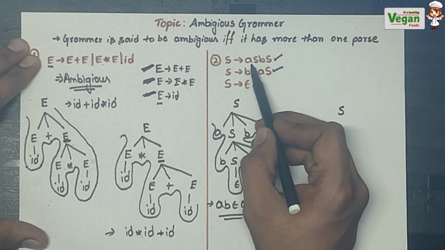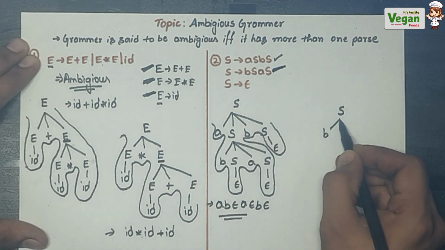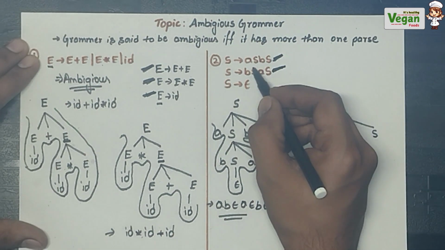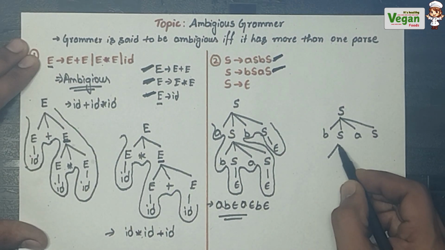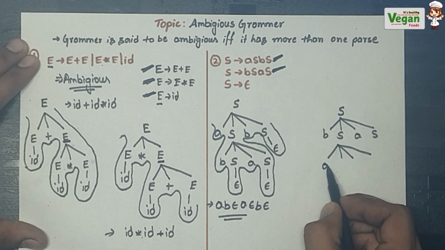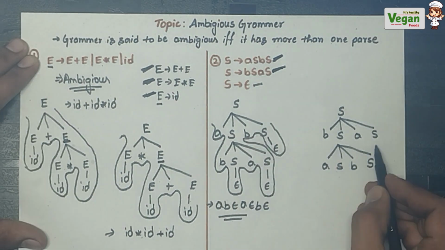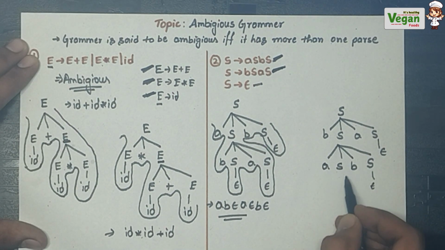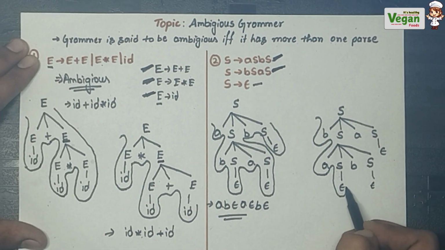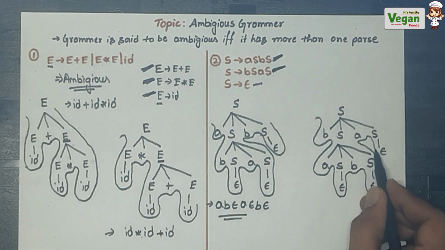At the start, I considered A S B S first. Now let me consider B S A S first. B S A S. At the next step, I am considering A S B S. I must replace at the same position where I replaced in the first parse tree. So A S B S. Now replace S with epsilon. Epsilon, epsilon and epsilon. Now traverse. B, A, epsilon, B, epsilon, A and epsilon.